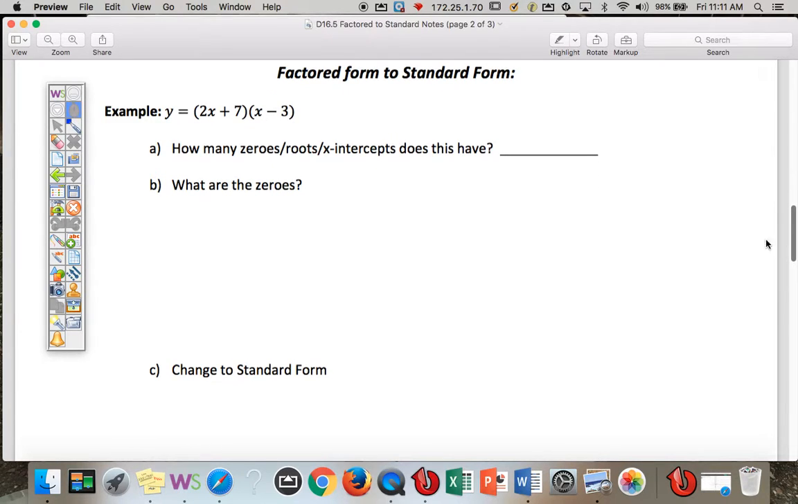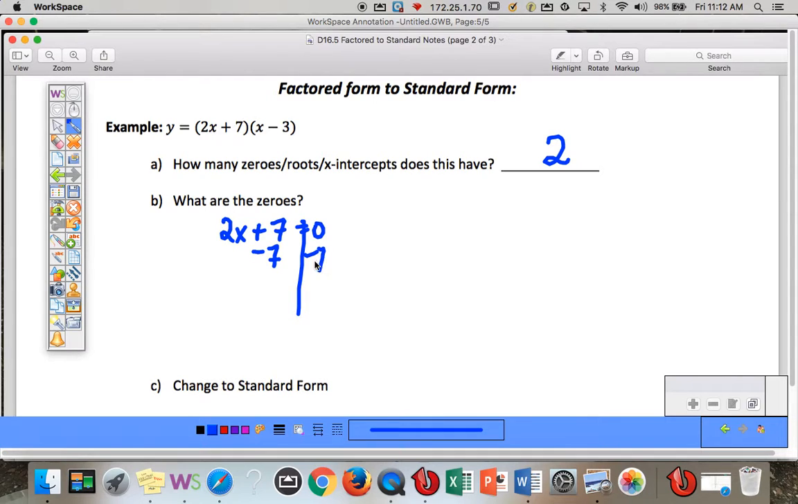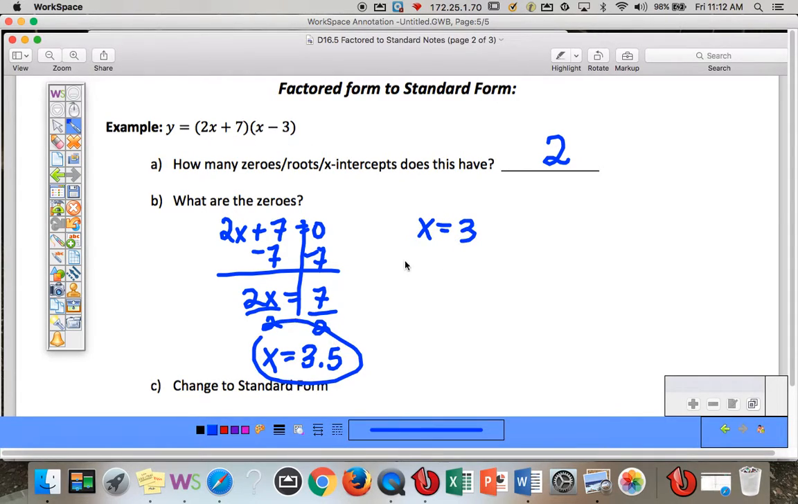So here are the types of questions that you'll be answering. How many answers will there be? They'll have 2 here. What are they? Well, we have 2x plus 7. What makes that equal 0? Let's subtract 7 from each side. We get 2x equals negative 7, divide by 2. So one of the zeros is at negative 3.5. The other zero is just at x equals 3. It's just the opposite of this right here. So those are the zeros.